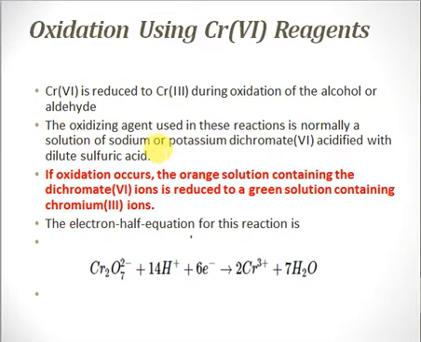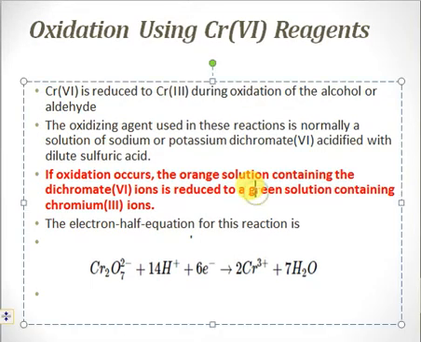So why is chromium 6 important in this reaction? Because if oxidation occurs, there is a change in color. If oxidation is not occurring, the chromium 6 gives an orange solution because of the dichromate ions. But if oxidation occurs and 6 is converted into 3, then the solution which was previously orange will turn green. So to see whether the reaction is occurring or not, just check the color of the solution. If the solution is turning green, it means oxidation is taking place. However, if the solution is not turning green, it means oxidation is not taking place, and it's the dichromate ions which are giving this orange solution.